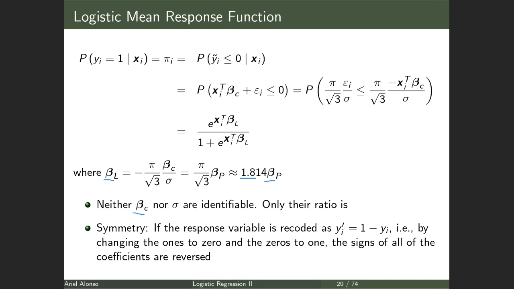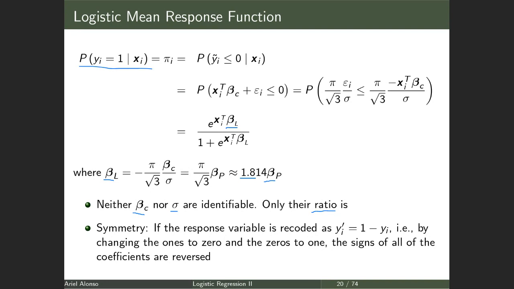Sigma square is not identifiable. These are parameters of the latent model, and you never observe this latent variable, but you can identify their ratio, because their ratio is here. This is the coefficient of a logistic regression, and you can use maximum likelihood machinery to identify that.